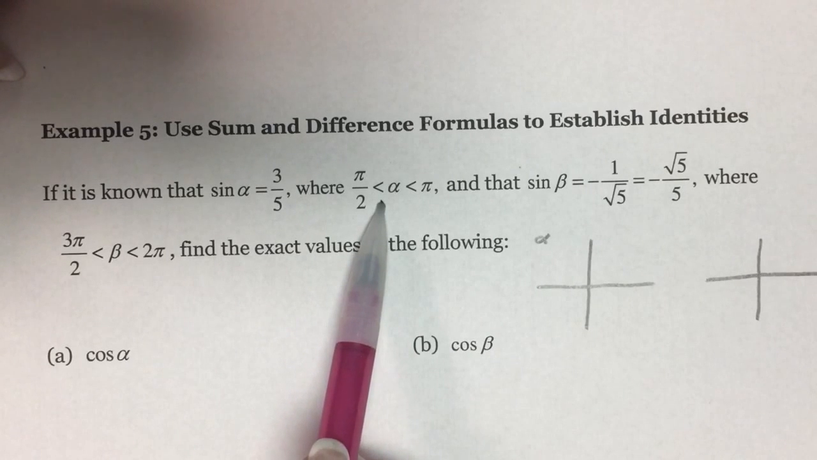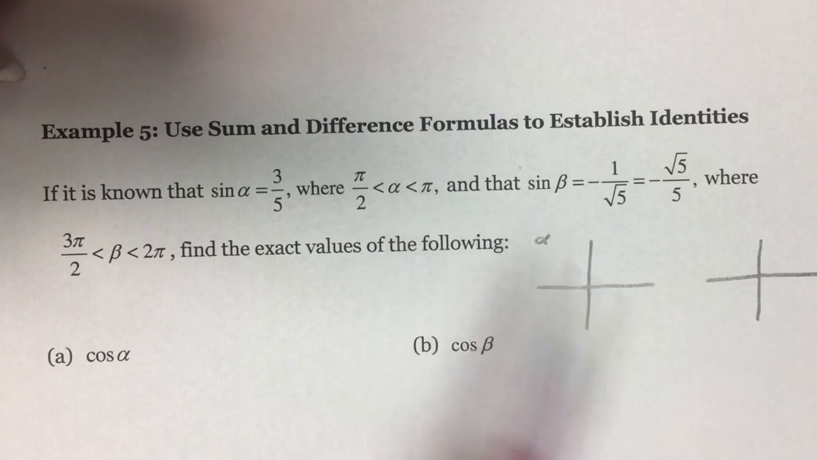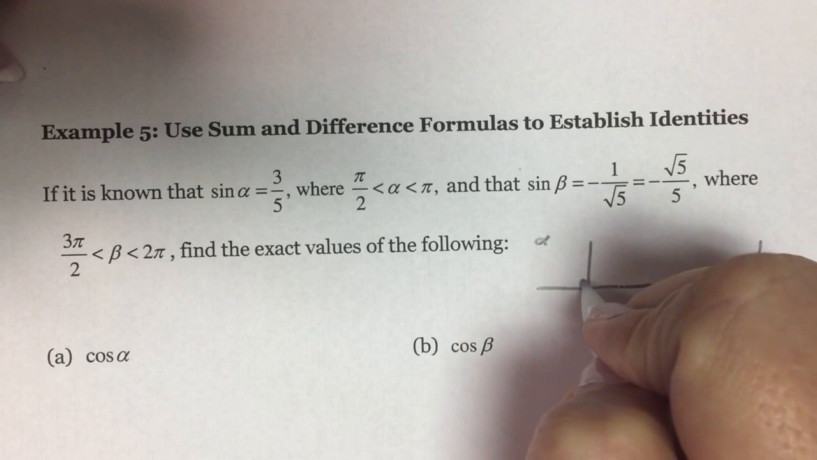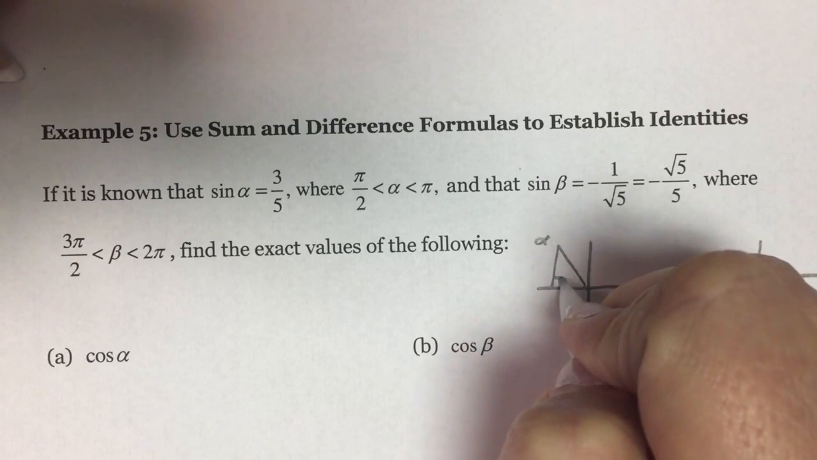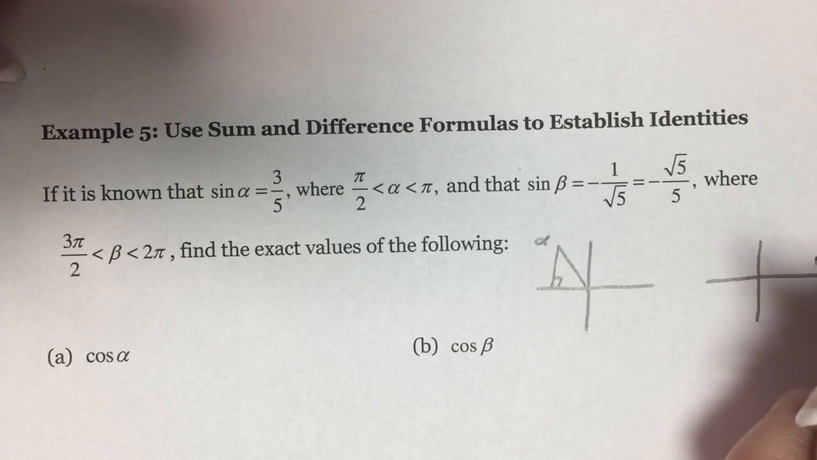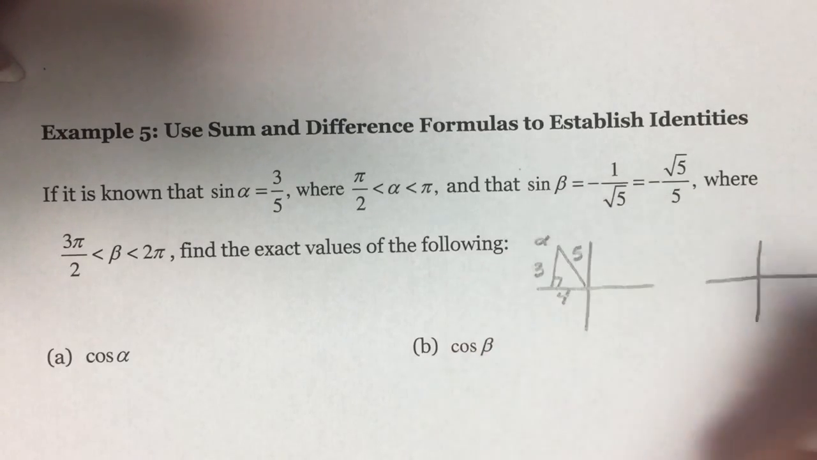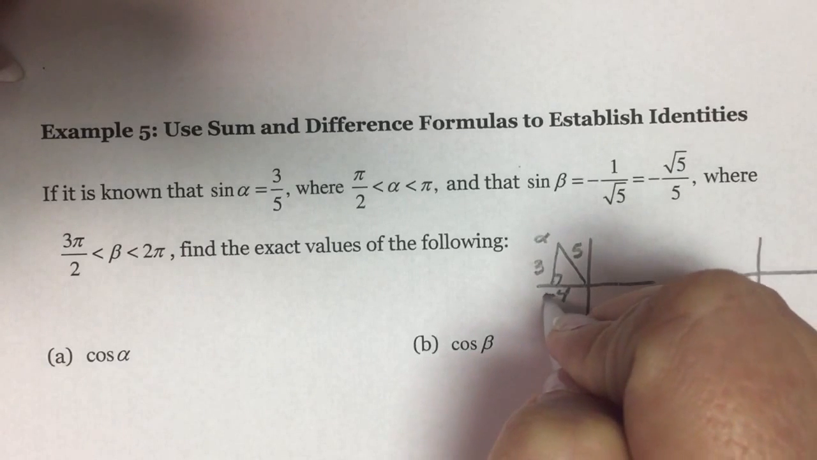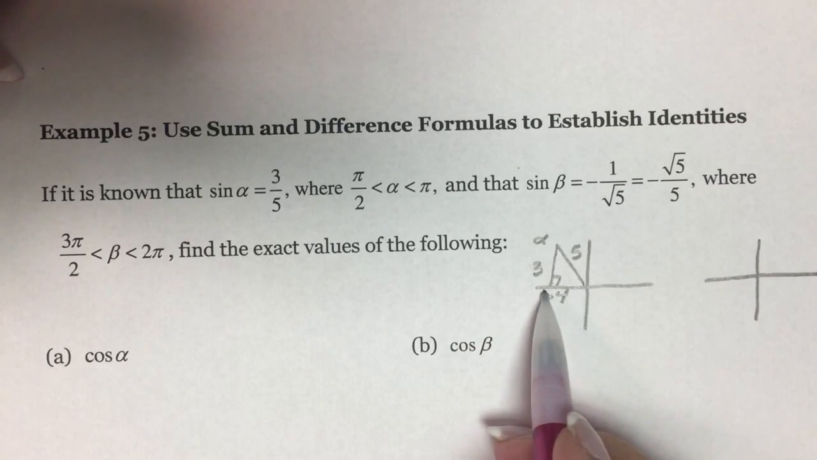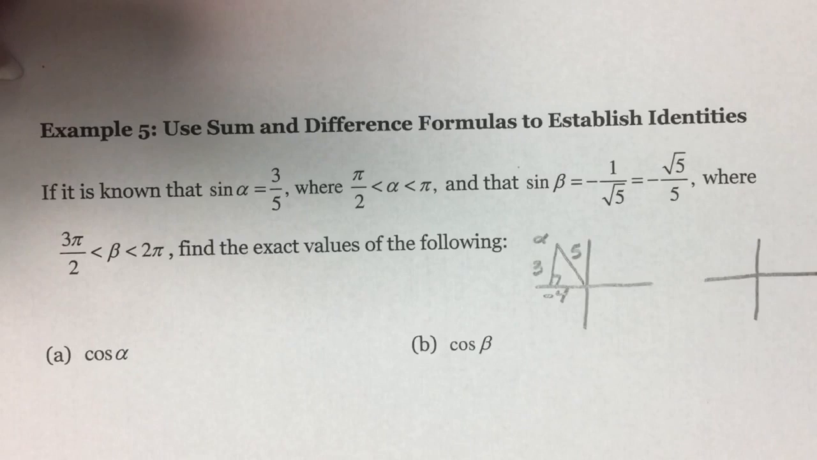So it says our alpha is between pi halves and pi. So that tells me I'm in the second quadrant. We've done something like this before. So if the sine is 3/5, that's the 3, that's the 5. Pythagorean theorem tells you that's 4, but of course it's going to be negative, because notice you have to go to the left to get that. Don't forget about your signs. Be careful.